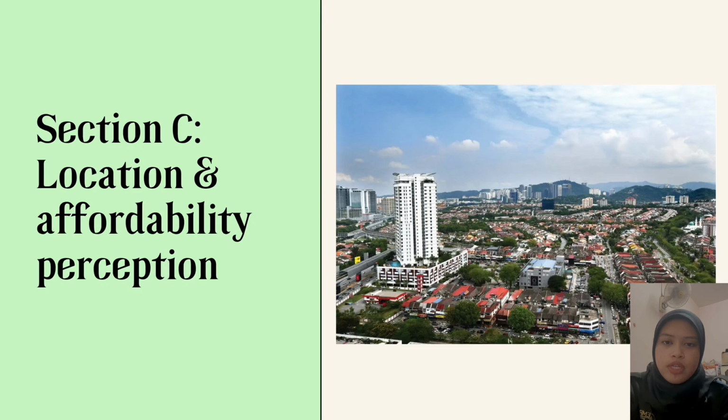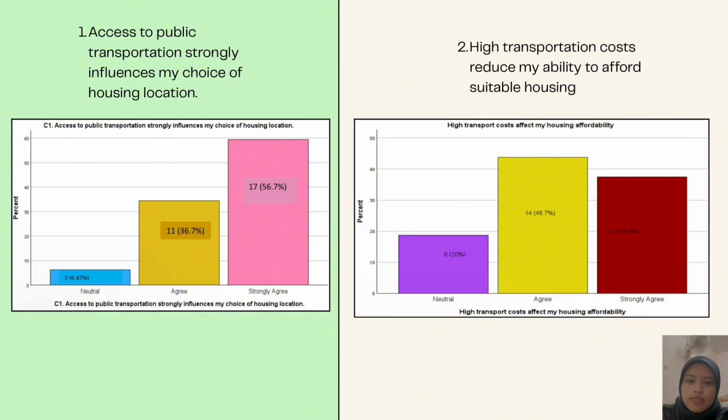For part C, analyze respondent perception, which directly addresses Objective 3. For access to public transportation, 56.7% strongly agree, 36.7% agree, and 6.7% were neutral that it strongly influences housing location choice. This shows that accessibility is a key determinant in residential decision making.